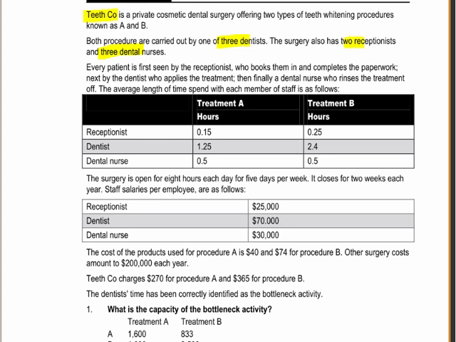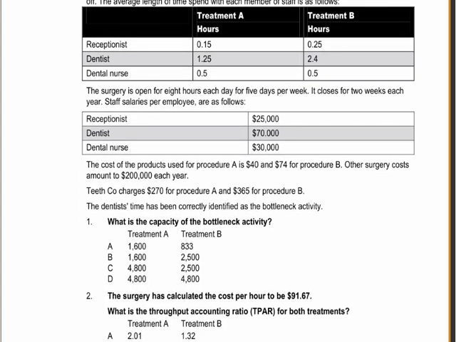But let's have a look at the requirements. The first thing we have to do is to work out what is the capacity of the bottleneck activity. Now we're told that the bottleneck activity is dentist time, and that's been correctly identified. So what we're going to need to do is to work out how many of procedure A and how many of procedure B a dentist can do during the year. So first up, we need to work out how many hours of dentist time we've got per year.